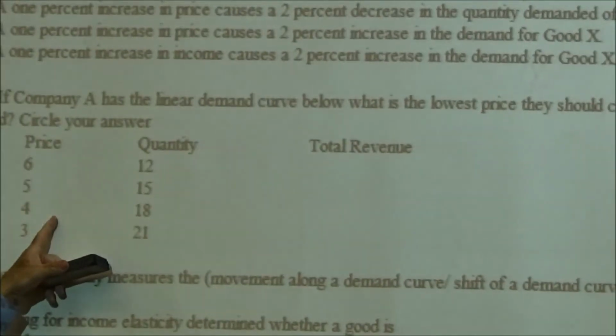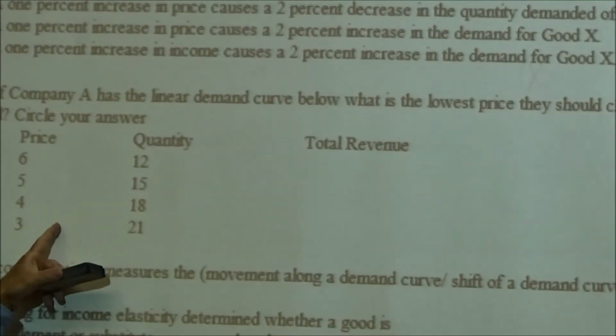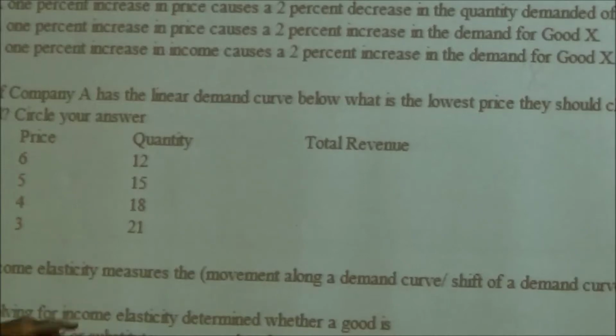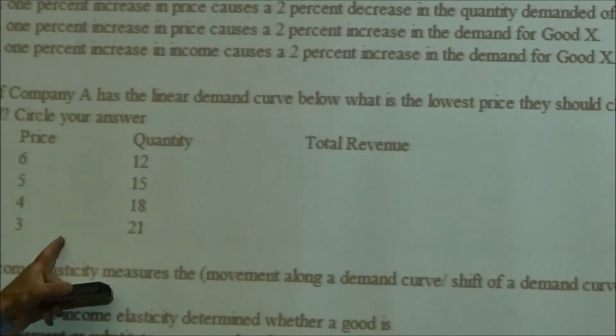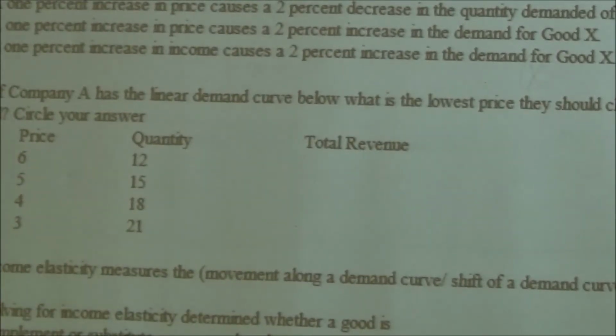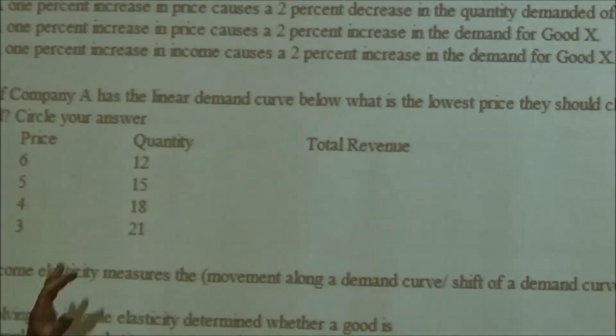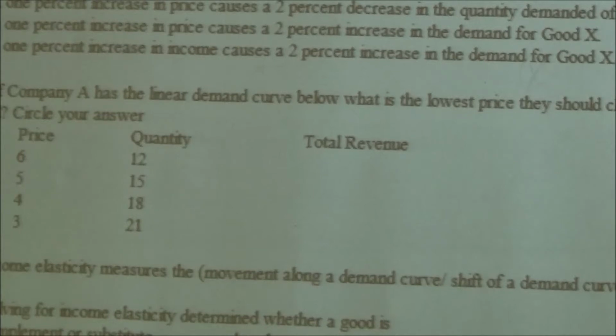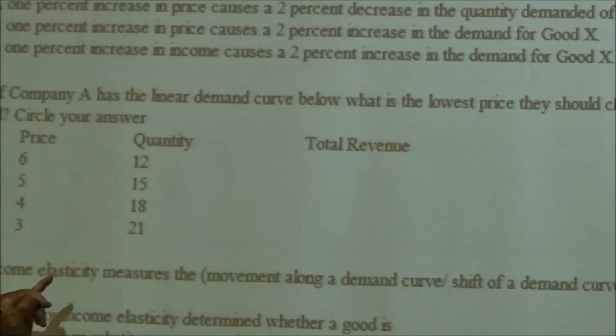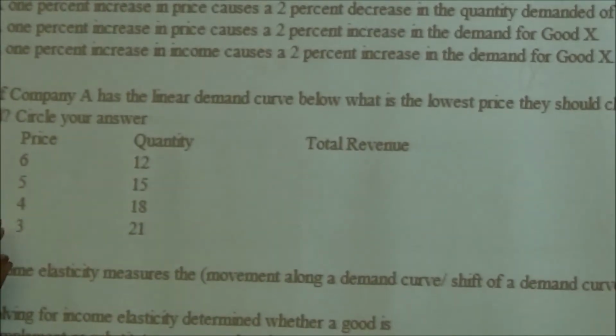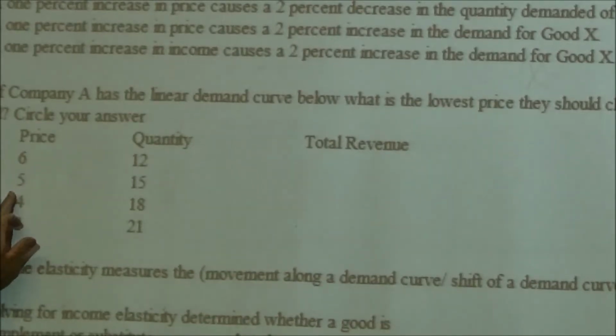4 times 18 would be 72. So if you raise your price from 3 to 4, your revenue goes up and your costs go down, because you're producing fewer units. And the same thing would happen if you went from 4 to 5.